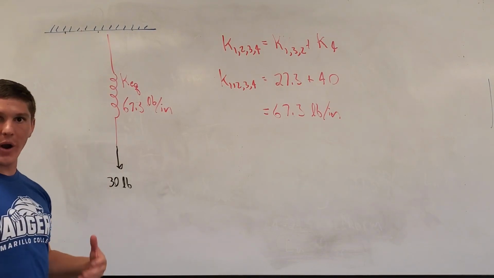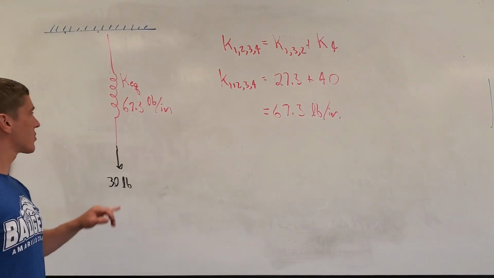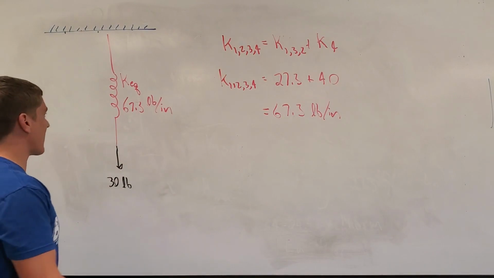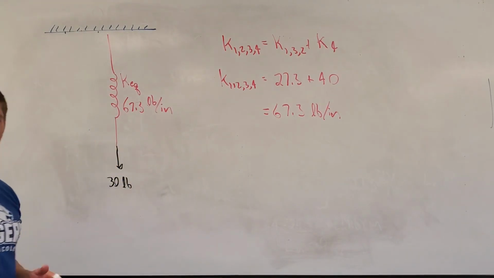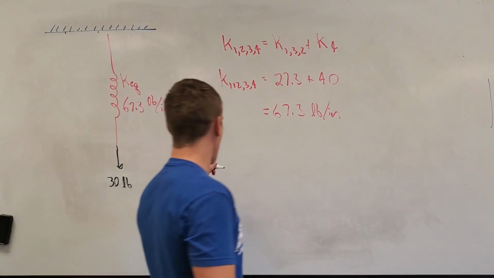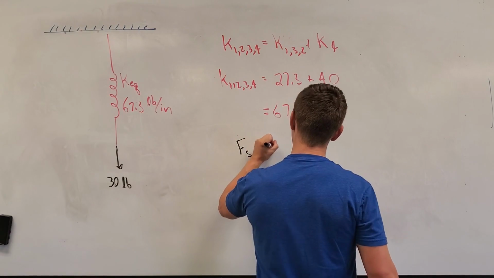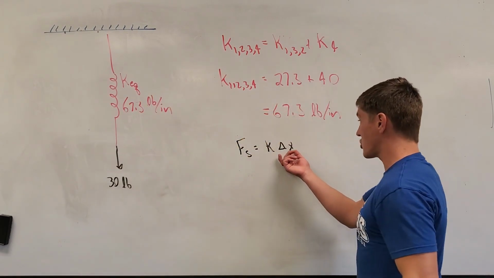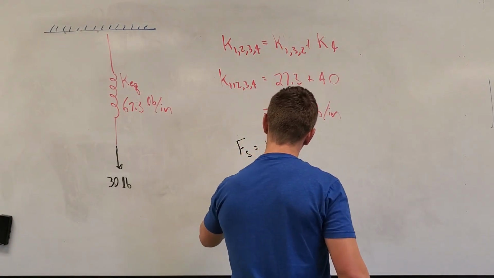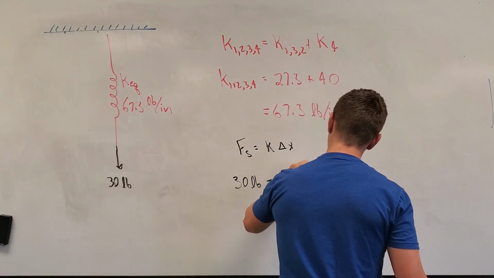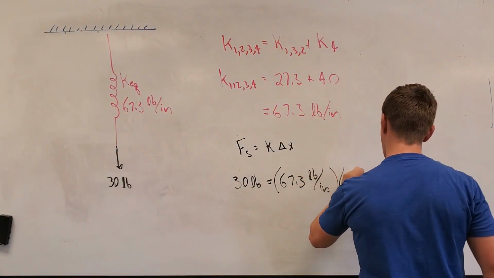So we had 4 springs arranged in a complex configuration. We have figured out what spring we could replace all 4 of those springs with and have it behave the same way. Once we have a single spring with a single spring constant, this becomes a simple Hooke's law problem. We have that our spring force is equal to K delta X, so this is going to be some change in length that we're after, and we know that this is going to be 30 pounds, is going to be equal to 67.3 pounds per inch.